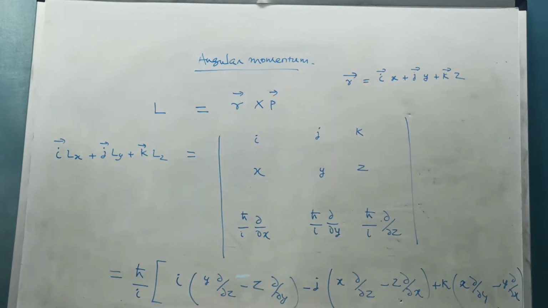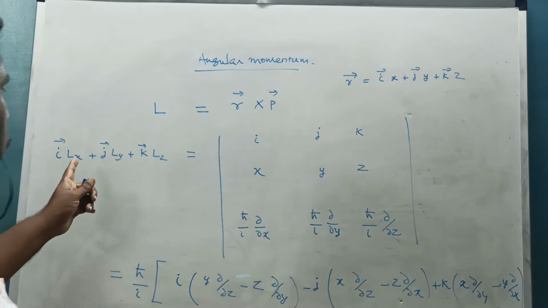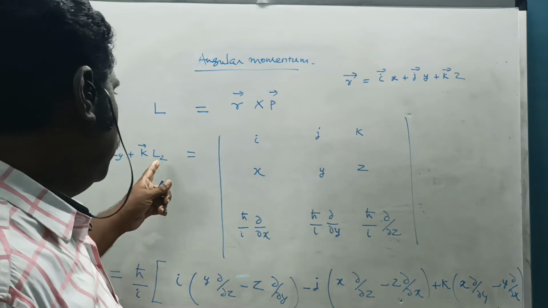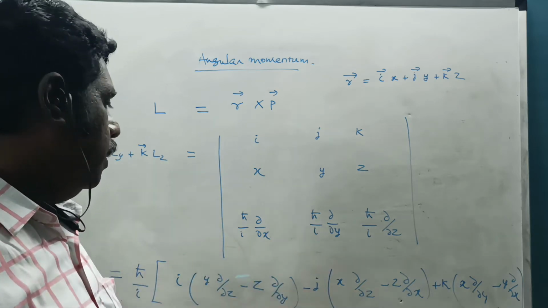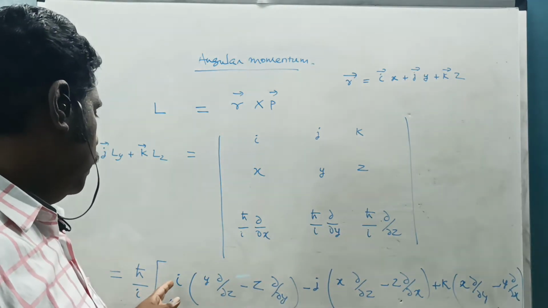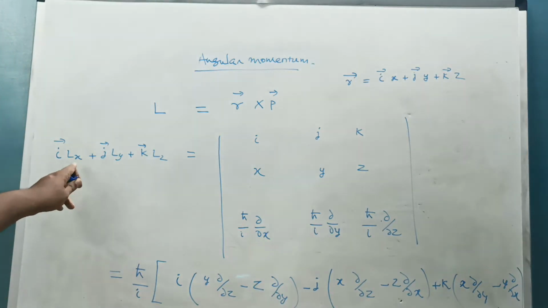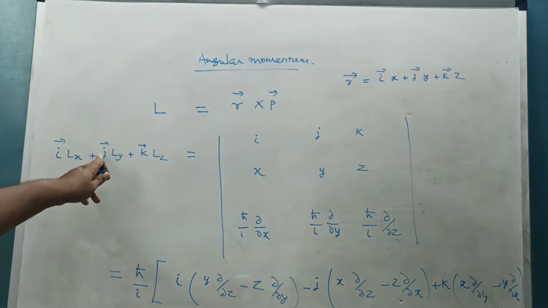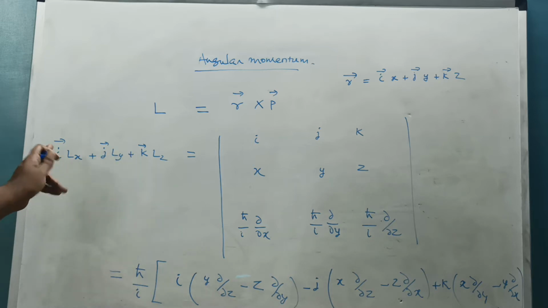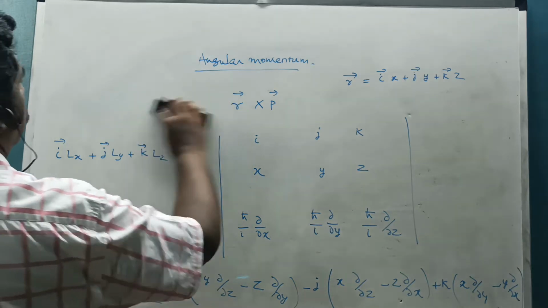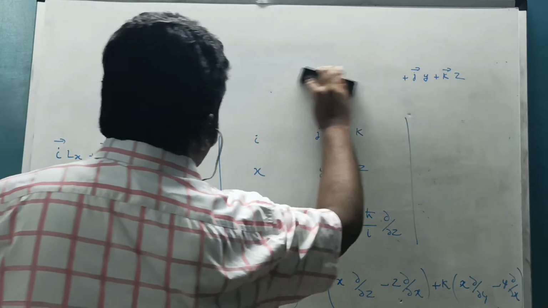Now we have to compare the coefficients of i, j, k. In the left hand side, i Lx plus j Ly plus k Lz are present. In the right hand side, the coefficients of i, j and k are having some values. Now we have to compare the coefficients of i, j and k in order to get the values of Lx, Ly and Lz. Before that, we should rearrange this in the convenient form.